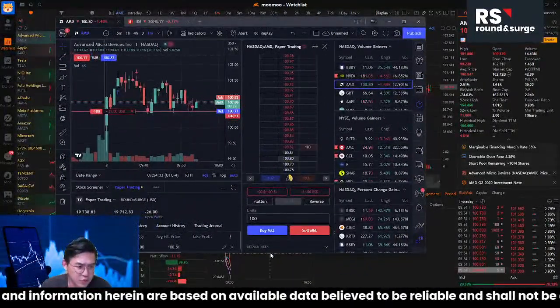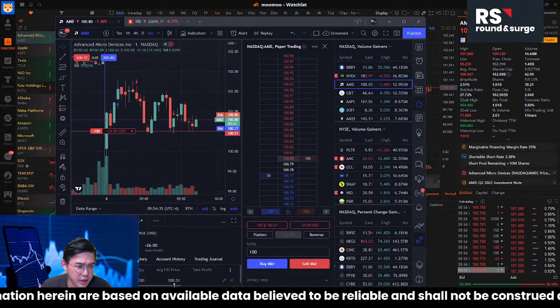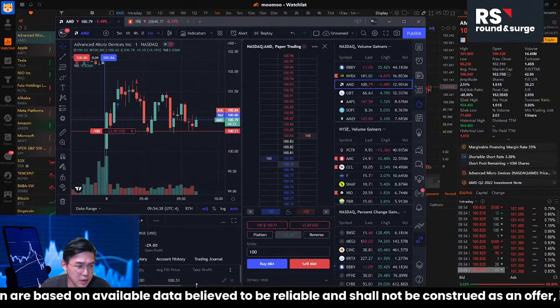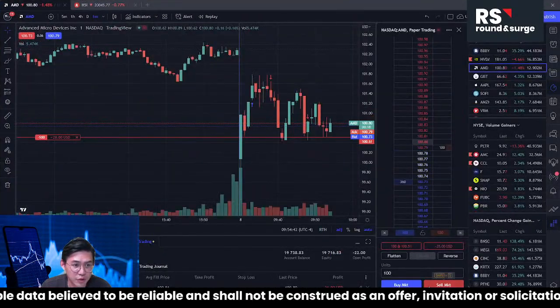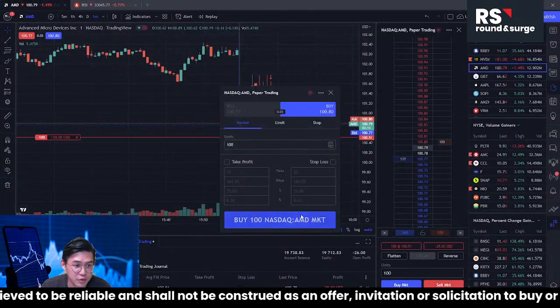This one is most likely going to move sideways for some time. So in that case, I'll just leave it. I'll do a cut loss from here. Here's the short position.